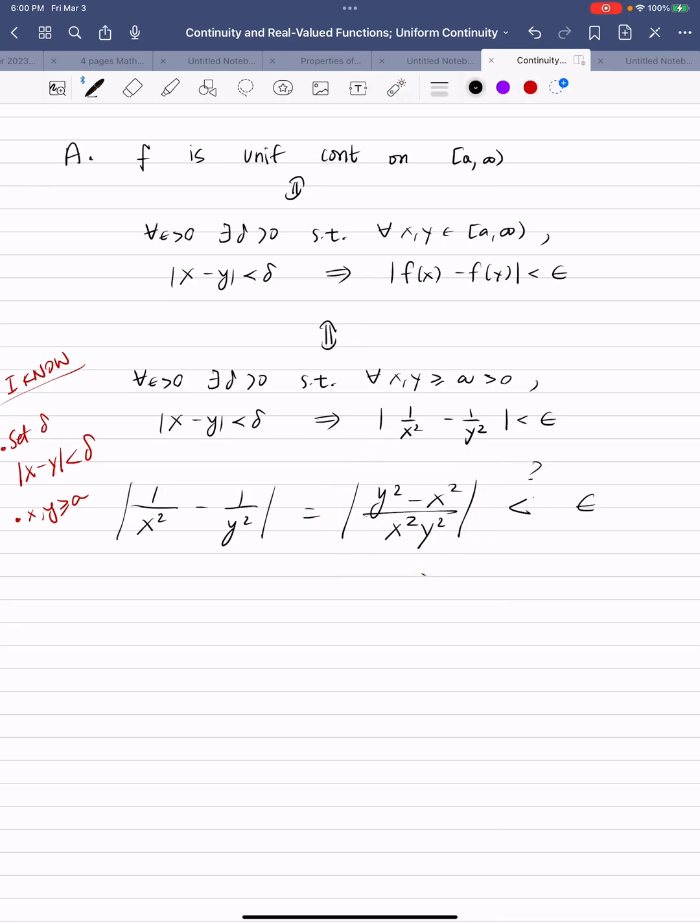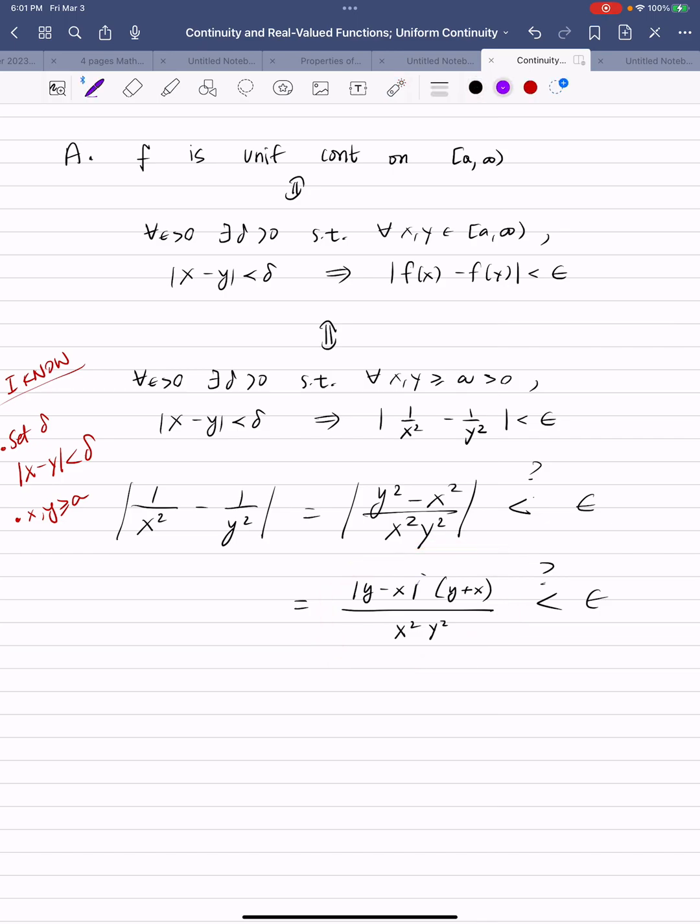And I'm looking at it, and I'm going to factor this. First, I can rewrite the numerator as the distance between y and x times the absolute value of y plus x. And then the denominator, I can just have x squared, y squared, right? Absolute value there. Now notice that since a is bigger than 0, and x and y are bigger than or equal to a, I actually can remove the absolute values here. And I also can remove the absolute values from the x plus y, because x plus y is going to be positive. So I'm trying to get this to be small.